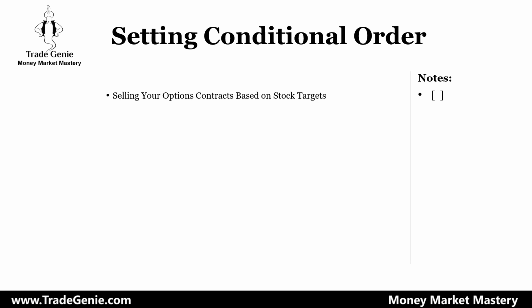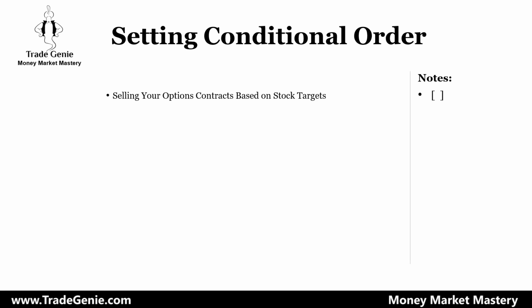Another way: because we are trading a stock, we are reading the charts of the stock. Since we are reading the chart of the stock, we are calculating the support, resistance and the target based on the stock, not based on the option. So you can set the sell order based on the stock chart targets. It's called a conditional order. I teach in a separate session how you can set it.